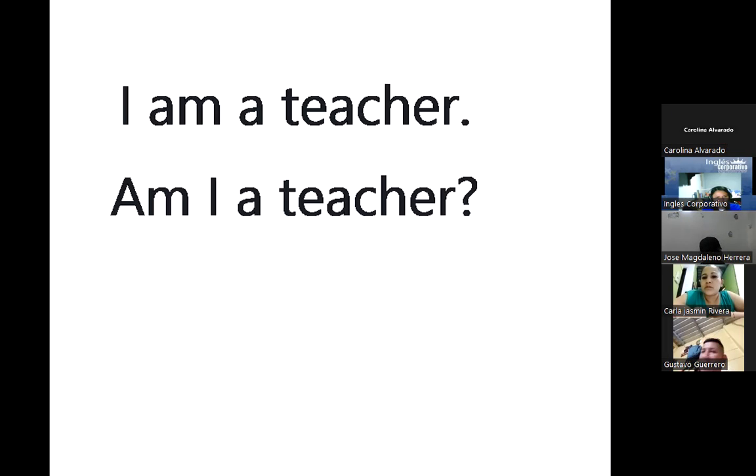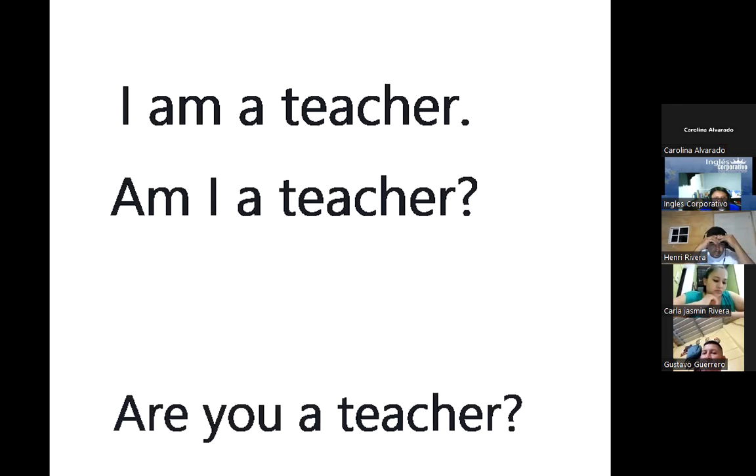Teacher, podemos obviar la I cuando se hace la pregunta? I am teacher. No podemos obviarla. No se puede. Are you a teacher? Vamos a trabajar con are you a teacher, pero en este momento quiero explicarles esto. ¿Qué pasó aquí? Hubo un intercambio. I am.